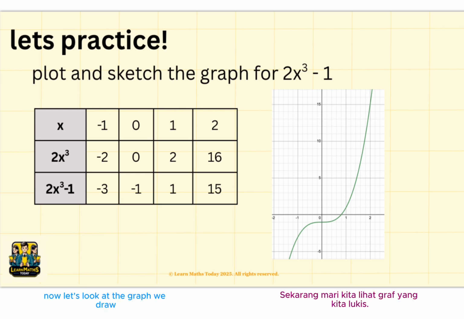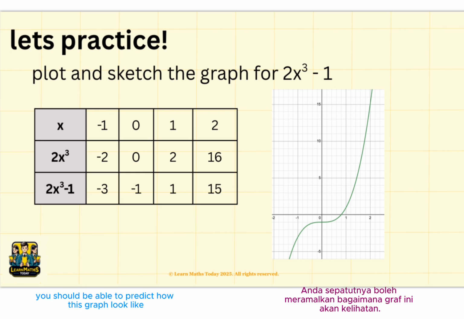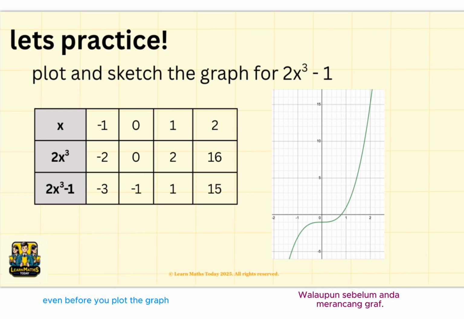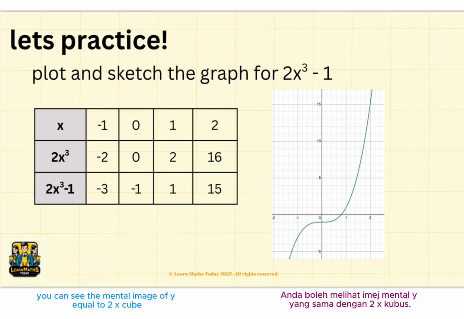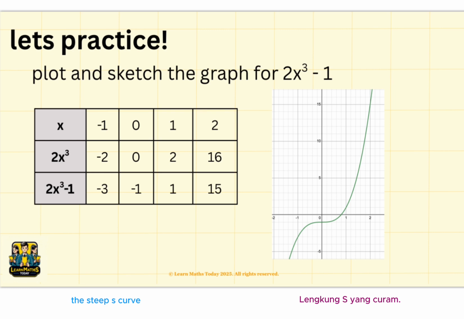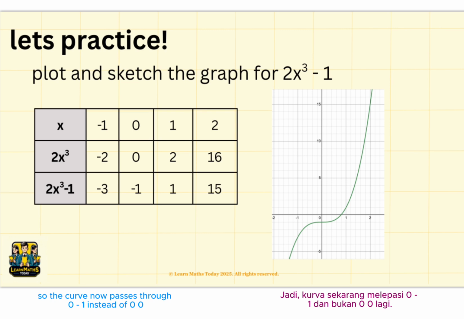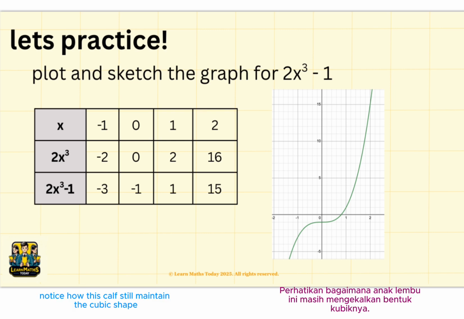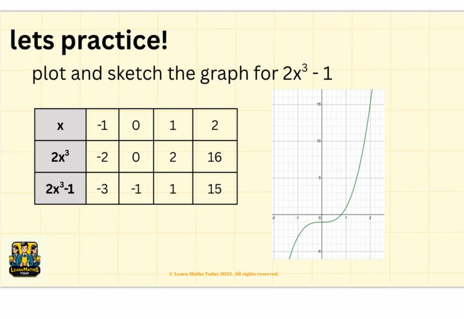Now let's look at the graph we drew. In fact, you should be able to predict how this graph looks even before you plot it. You can picture y equal to 2x cubed, the steep S curve. It's shifted downwards by 1 unit, so the curve now passes through 0, negative 1 instead of 0, 0. Notice how this curve still maintains the cubic shape. There's steep growth on both ends and a small transition through the middle.